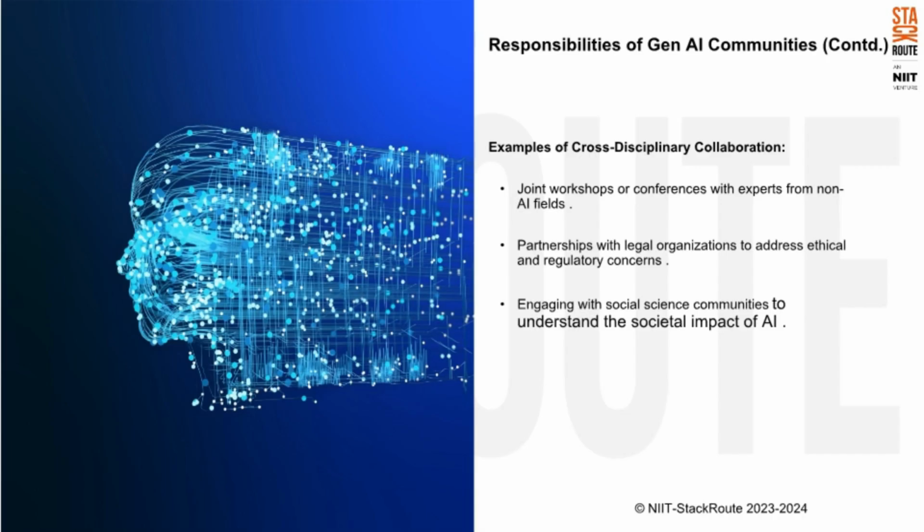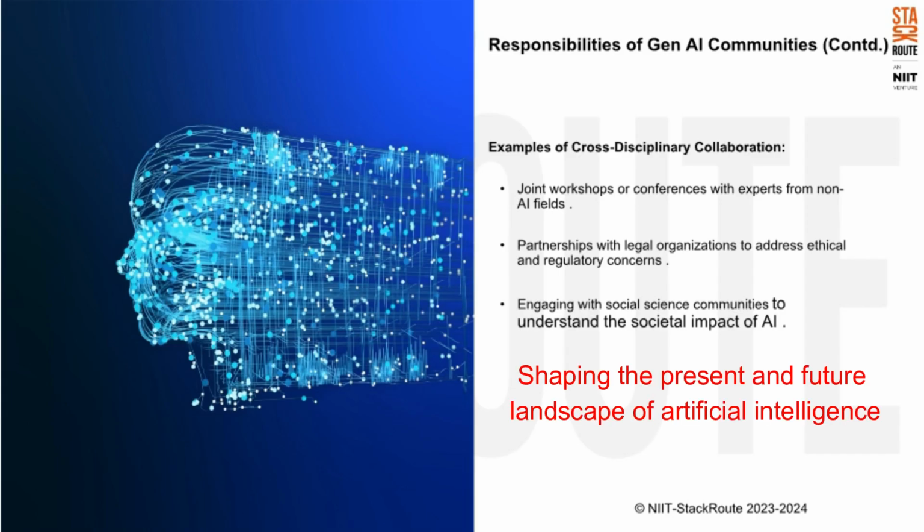Examples of cross-disciplinary collaboration are joint workshops or conferences with experts from non-AI fields, partnerships with legal organizations to address ethical and regulatory concerns, engaging with social science communities to understand the societal impact of AI. By fulfilling these responsibilities, GenAI communities play a pivotal role in shaping the present and future landscape of artificial intelligence.